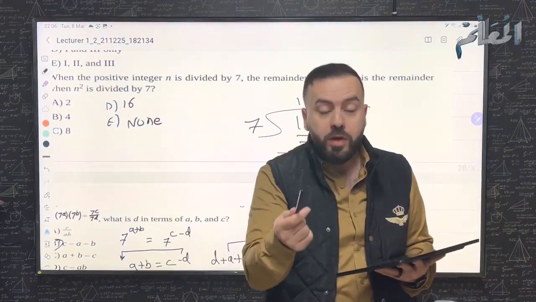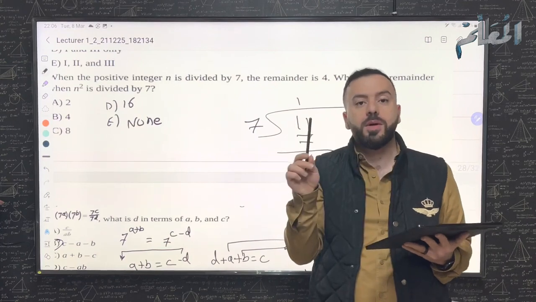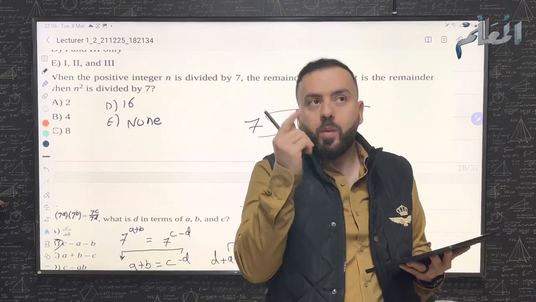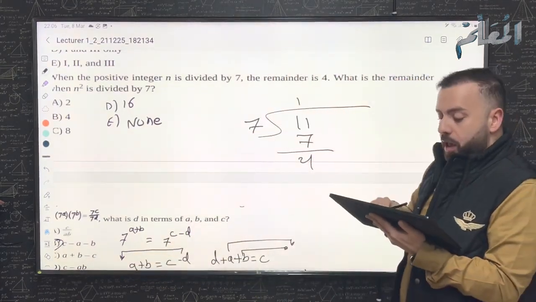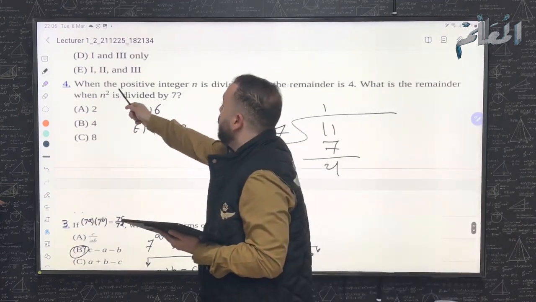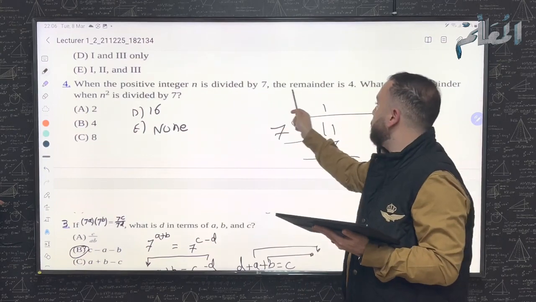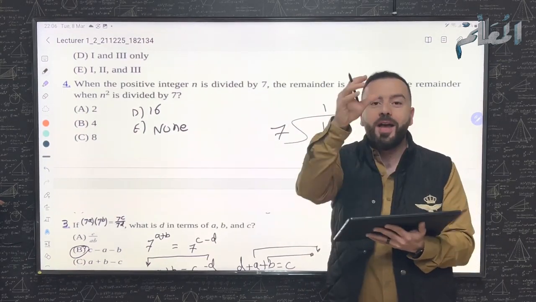Yes. When we divide 11 by 7, what do we get? We get 1. What's the remainder? Remainder 4. And that's what the question is aiming for. Check this with me. When the positive integer n is divided by 7, meaning 11 divided by 7, what do I get? I get 4.